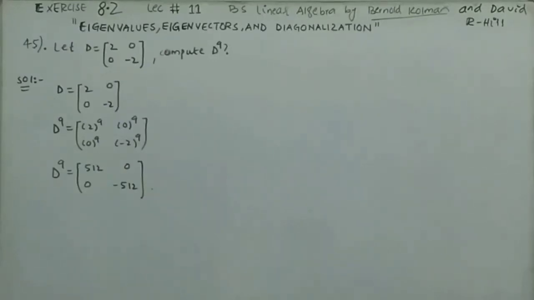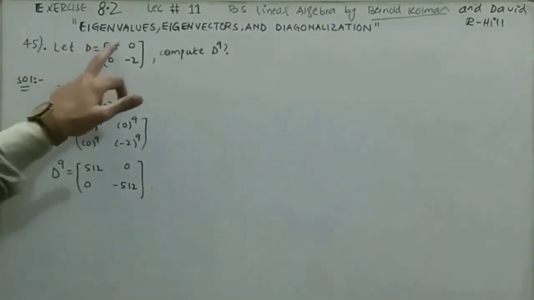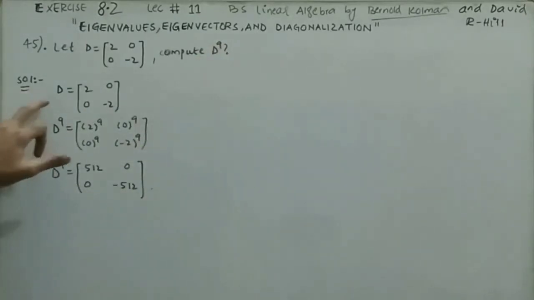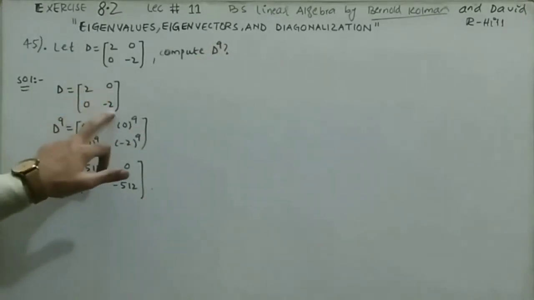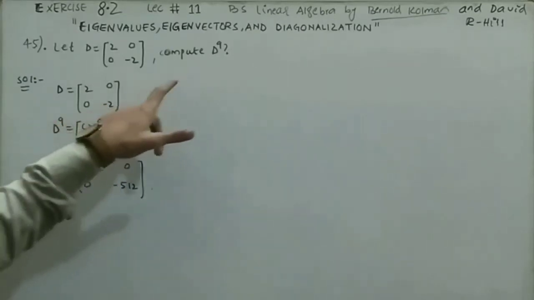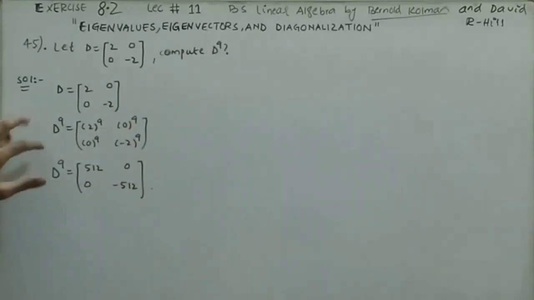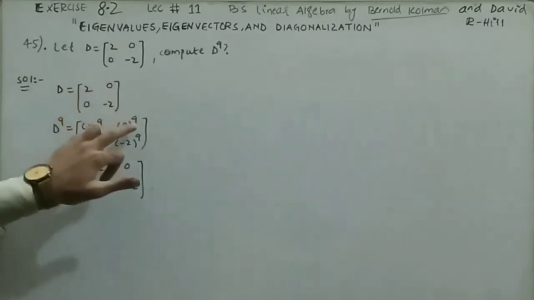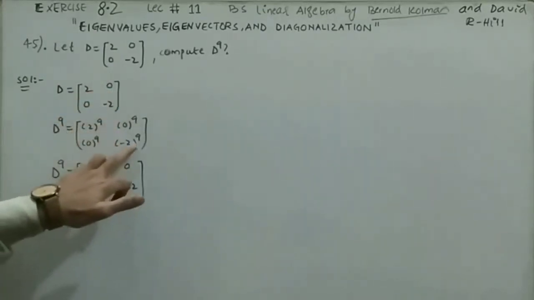Now move toward question number 45. Let D equal to 2, 0, 0, minus 2. Compute D power 9. Move to the solution. My D is 2, 0, 0, minus 2. We are going to compute and find D power 9. So just take power 9 on this whole matrix, it becomes 2 power 9, 0 power 9, 0 power 9, and minus 2 power 9.